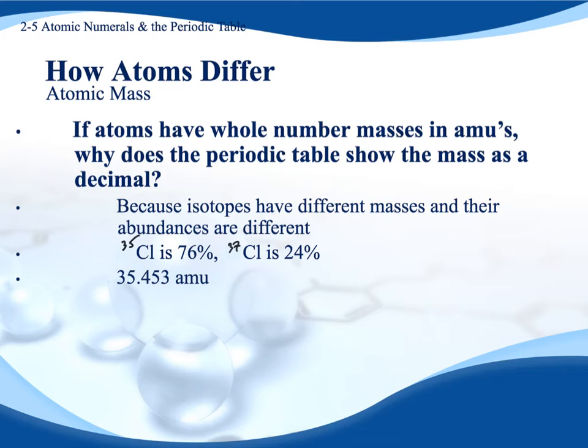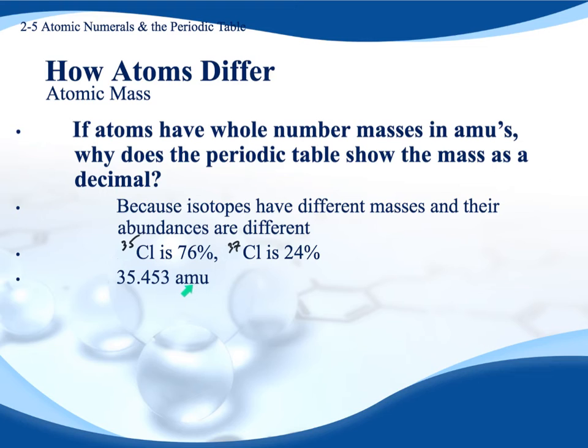You've probably noticed if you look on those boxes of the periodic table, there are numbers there that have a lot of decimals to them. So if atoms have whole number masses in AMUs, why does the periodic table show the mass as a decimal? That's because isotopes have different masses and their abundances are different. They don't exist in perfect splits, a 50-50 split. They exist in percentages, a random percentage. So if we look at something like chlorine, for instance, there's chlorine-35 and there's chlorine-37. But if you go look at chlorine on the periodic table right now, it'll say the average mass of a chlorine atom is 35.453.